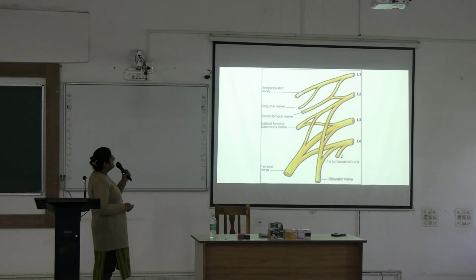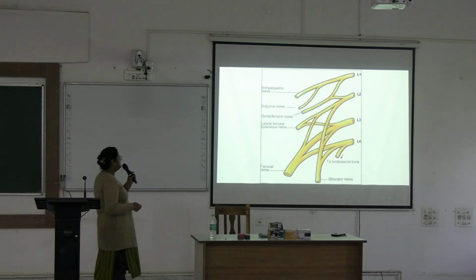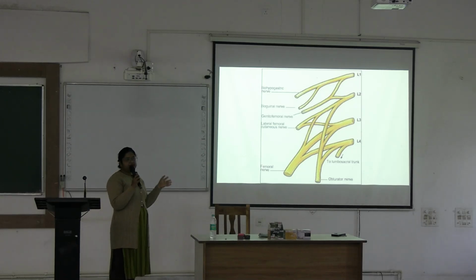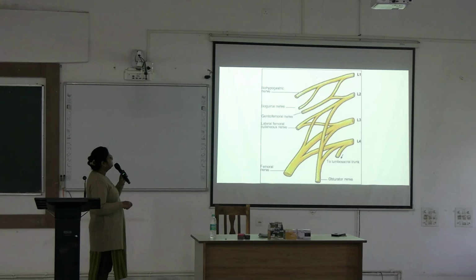These are the main branches of the lumbar plexus: the iliohypogastric nerve and the ilioinguinal nerve, both with root value L1. You will get these two nerves during inguinal region dissection. Next is the genitofemoral nerve. It divides into two branches, genital branch and femoral branch. The femoral branch is a content of the femoral sheath, and the genital branch passes through the inguinal canal along with the other contents. Next is the lateral femoral cutaneous nerve.